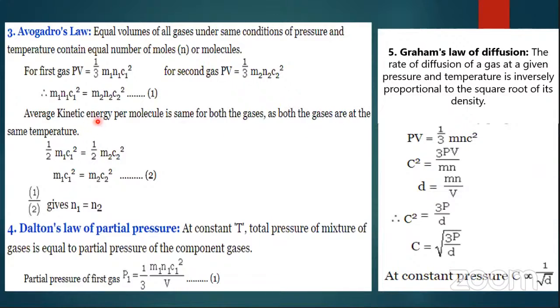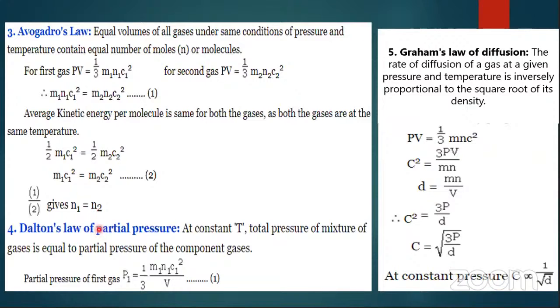So this line is again taken from the last postulate of kinetic theory of gases. 1 by 2 m1 c1 square, this is nothing but kinetic energy. So average kinetic energy of gas 1 is equal to average kinetic energy of gas 2, because both are taken at the same temperature. If these two terms are same, then similarly n1 and n2 will also become equal. So n1 and n2 is also equal.